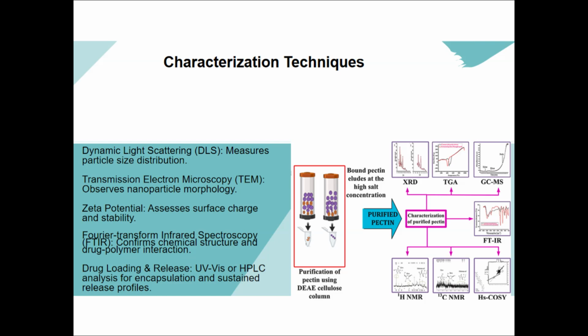In addition, Fourier transform infrared spectroscopy, FTIR, can be applied to verify the presence of functional groups and confirm the interaction between the polymer matrix and the drug molecules. For evaluating encapsulation efficiency and release behavior, UV-vis spectroscopy, or HPLC, is typically employed.